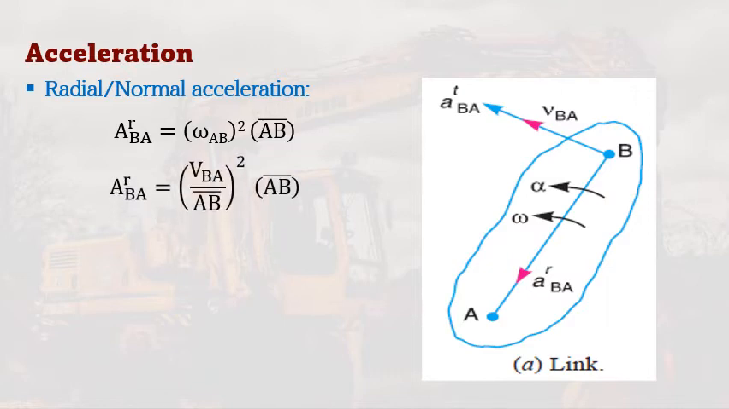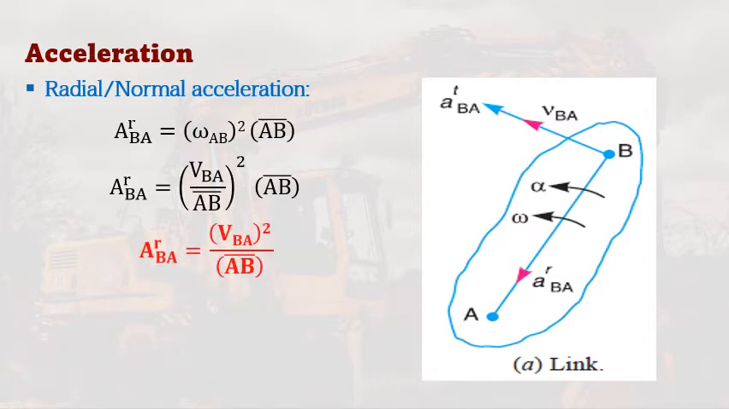So for computing the value of the radial component of the acceleration, this is denoted by alpha, a to the power of r, with a subscript BA. This is the radial or normal component of the acceleration. We can compute that by using the value of omega squared multiplied by the radius, which is AB. So that is how we get the radial, or normal, component of the acceleration.